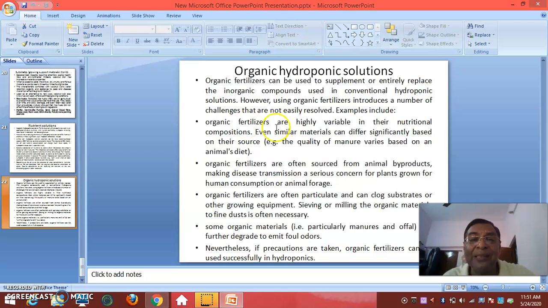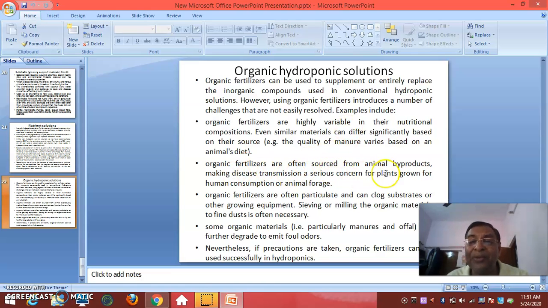What are those challenges? Organic fertilizers are highly variable in their nutritional composition. Even similar materials can differ significantly based on their source. You see, this is organic in nature. You have to draw the source from either animal waste or excreta from birds, chicken, poultry, cow dung, buffalo and so on. So their nutrient source is not in your control, so you have to monitor it properly.